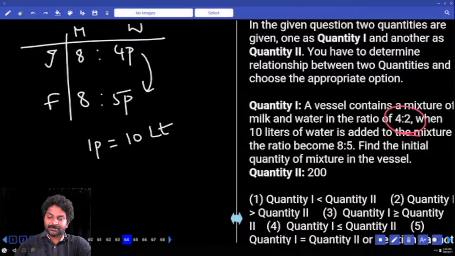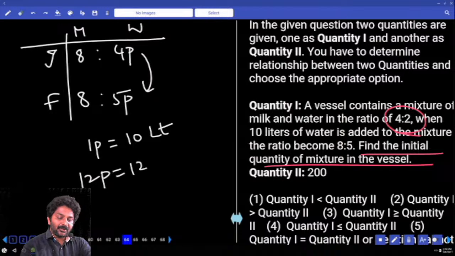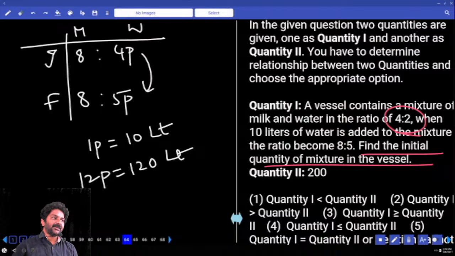Now the question is about the initial quantity of mixture in the vessel. Initial quantity, how many parts here? 12 parts is equal to 120 liters. Q2 is 200. Q1 less than Q2. Over.